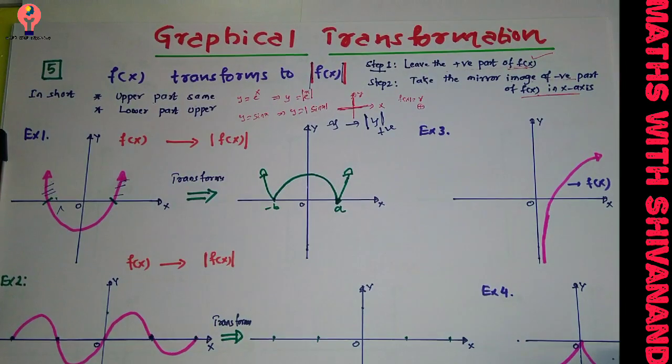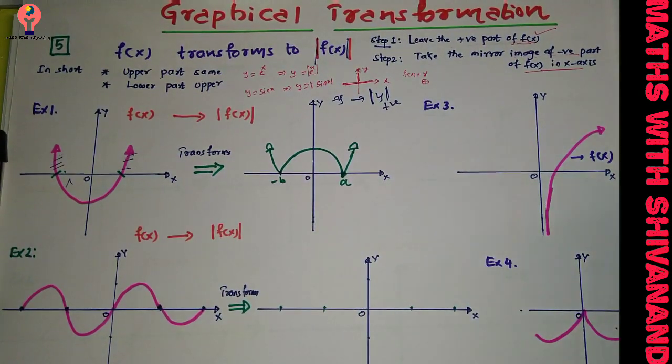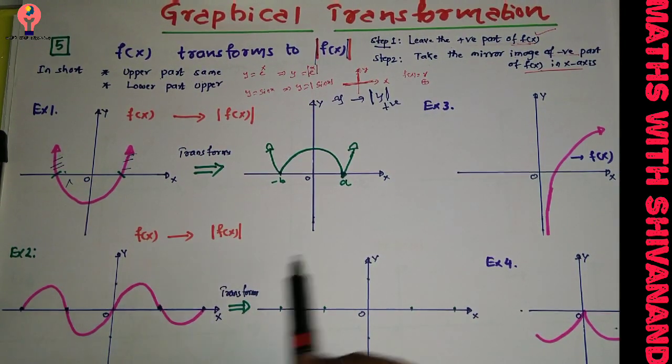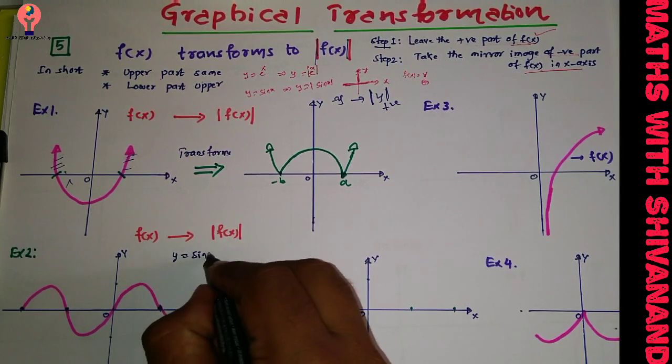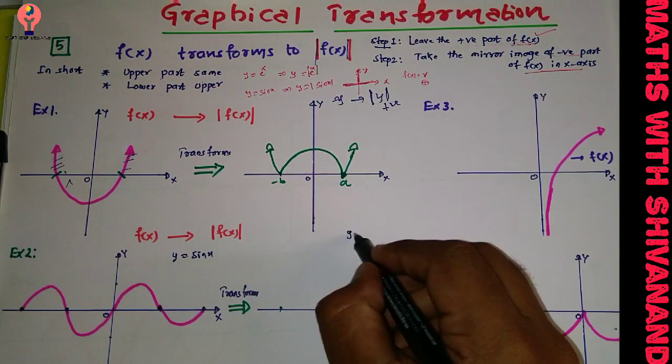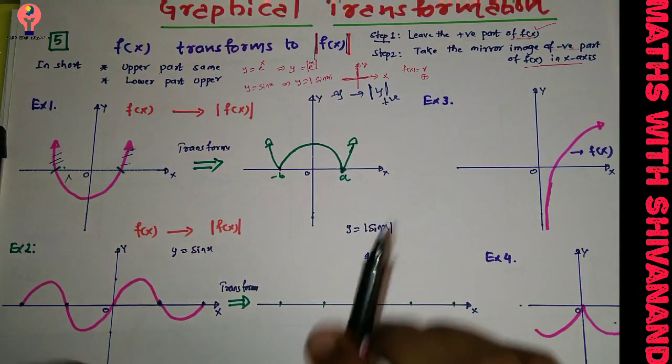Upper part of the graph here. Okay, look at one more example here. It is y is equal to sin x graph I have here, right? So now this is initially the y is equal to sin x graph. Now I need to draw y is equal to modulus of sin x here. Okay, right. How to draw this graph here?